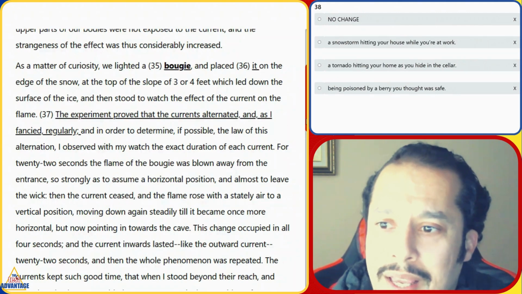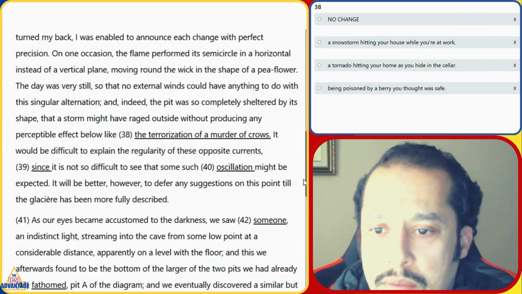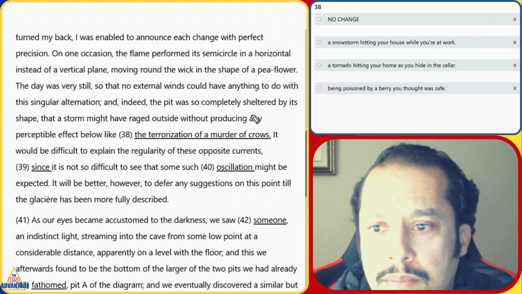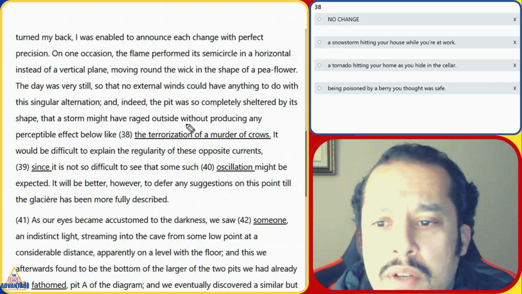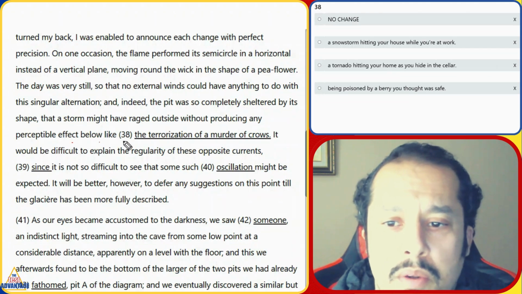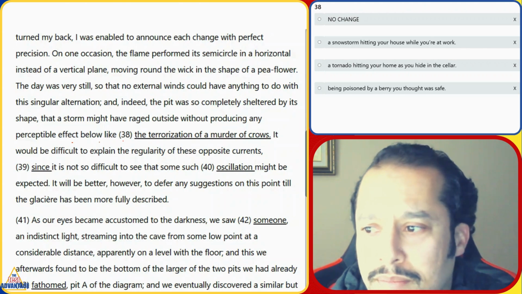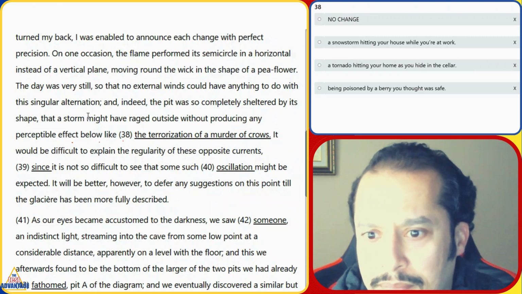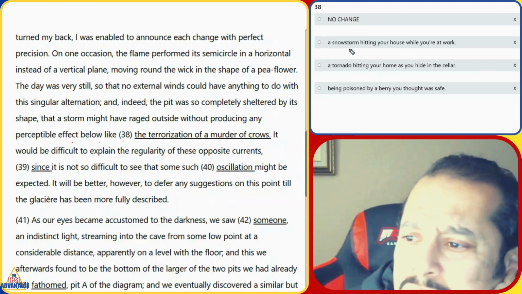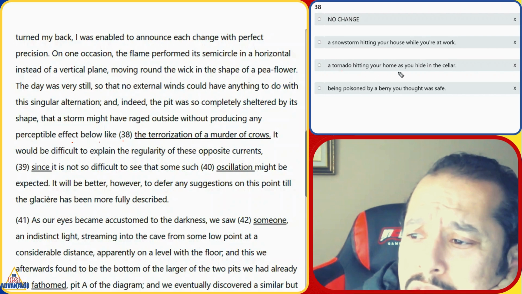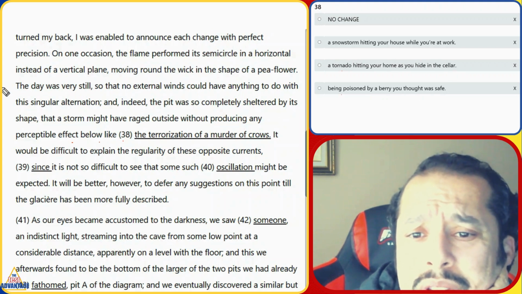Question number 38. That a storm might have raged outside without producing any perceptible effect below, like the terrorization of murder crows. A snowstorm hitting your house while you're at work, a tornado hitting your home as you hide in the cellar, being poisoned by a bear you thought was safe. Okay. So also no external could have anything to do with the singular alternation, and indeed the pit was so completely sheltered by its shape.